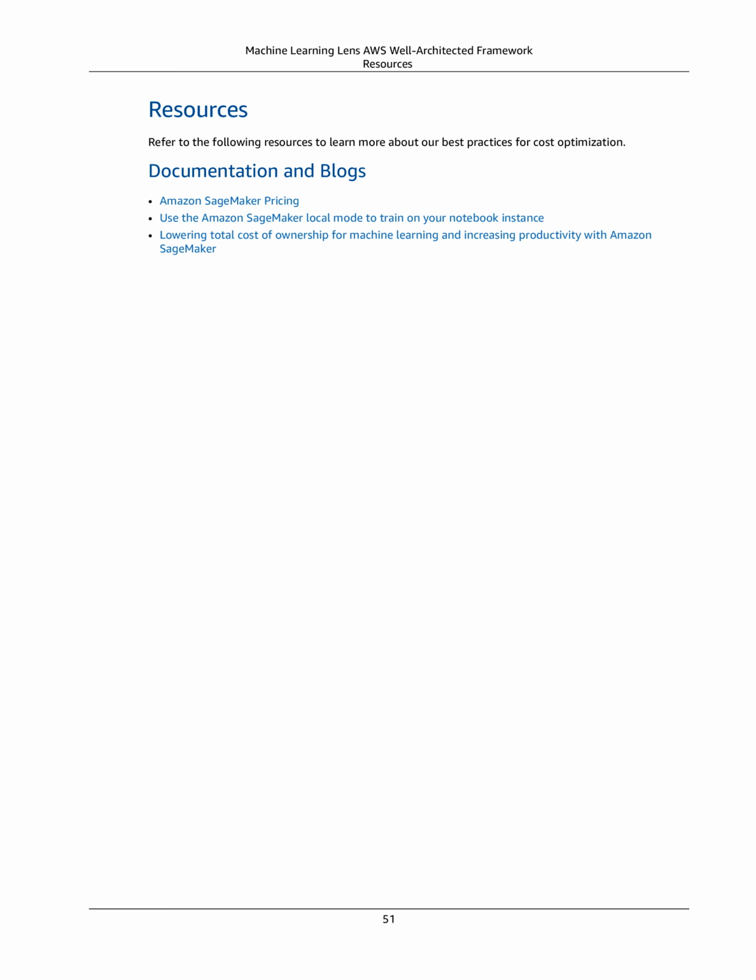Resources. Refer to the following resources to learn more about our best practices for cost optimization. Documentation and blogs. Amazon SageMaker pricing. Use the Amazon SageMaker local mode to train on your notebook instance, lowering total cost of ownership for machine learning and increasing productivity with Amazon SageMaker.